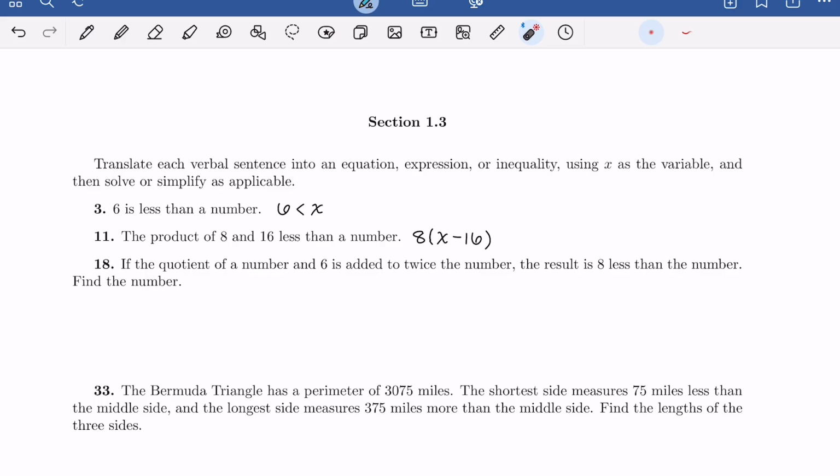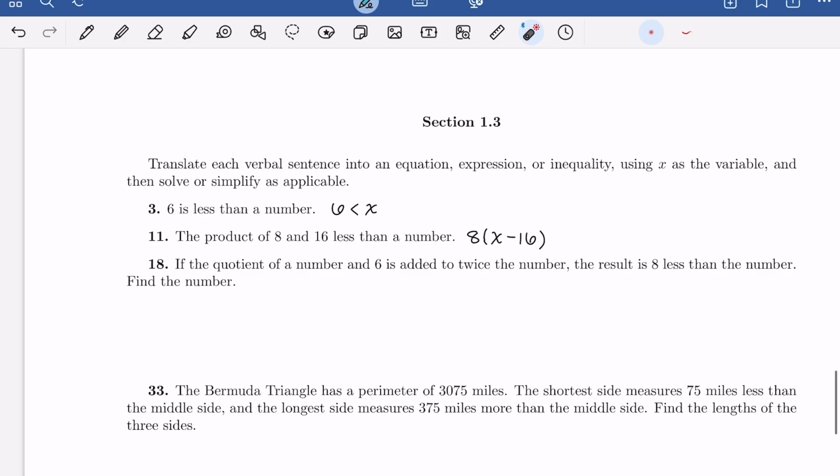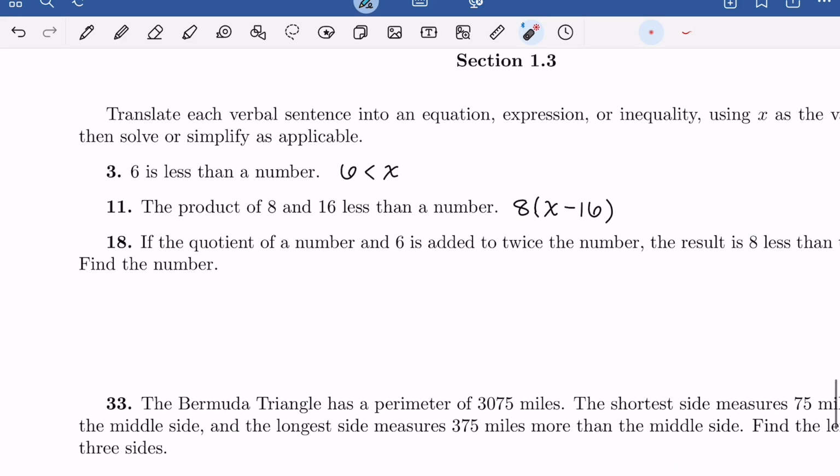All right, and then for our last one, if the quotient of a number and 6 is added to twice the number, the result is 8 less than that number. Let's break it down just like we did for question 11. If the quotient of a number and something else. So we're going to have quotient, so we have our division symbol there. The quotient of a number, so x and 6. That's going to be our first term. This quotient of a number and 6 is added to something.